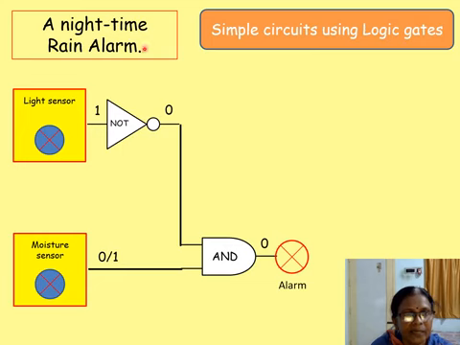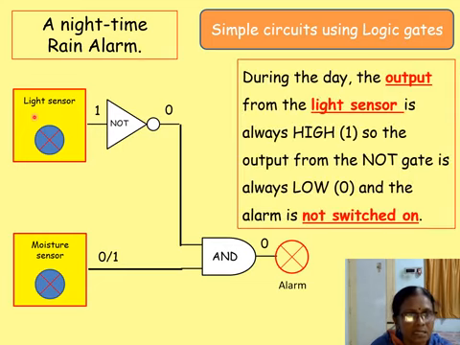A nighttime rain alarm. Here we have two sensors, a light sensor and a moisture sensor. The light sensor watches the daylight, and the moisture sensor watches the moisture in the air. The light sensor is connected with the NOT gate. Both sensors are connected with the AND gate, and the AND gate is connected with the alarm.